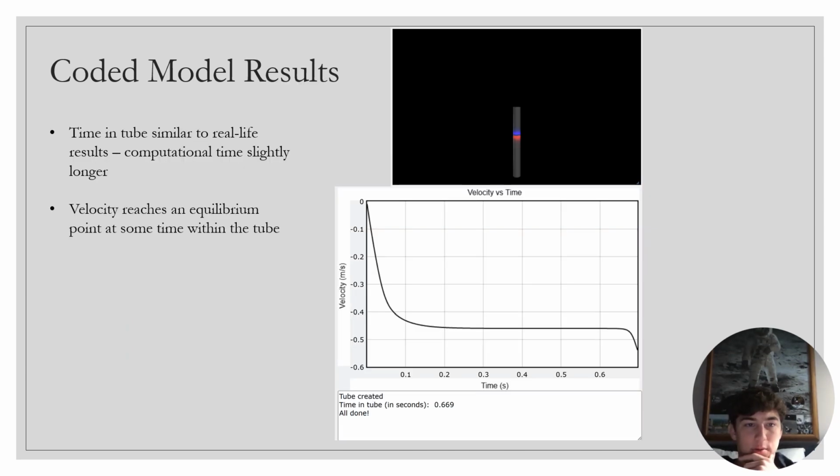As for the results from our code, you can see we get a nice image of the tube and the magnet falling through, and we also get a velocity versus time graph, which shows that the velocity levels off, meaning the magnetic force and the force of gravity reach an equilibrium point where they'll be the same throughout the drop in the tube. Also, our real life results are pretty similar to our coded results, with a time of 0.65 in the code versus 0.53 seconds in real life. This could easily be due to the conductivity in real life not being quite up to what it should be due to other factors.